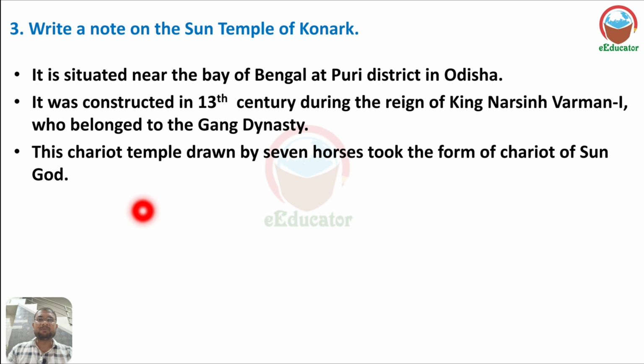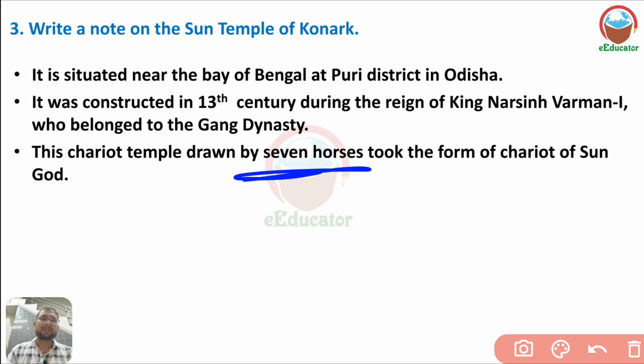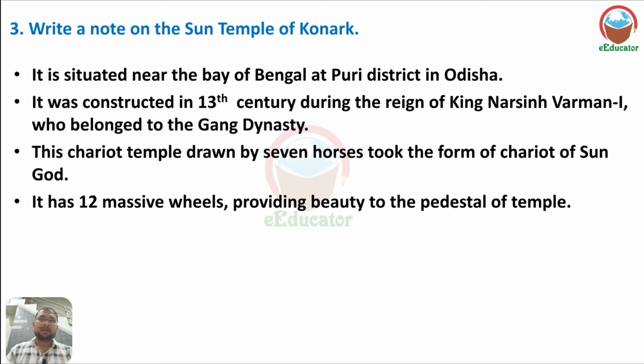This chariot temple is drawn by 7 horses, taking the form of the chariot of the sun god. Why is it called a chariot temple? The shape of the temple looks like a chariot, with wheels, drawn by horses. It has 12 massive wheels at the sides of the base, providing beauty to the pedestal of the temple.